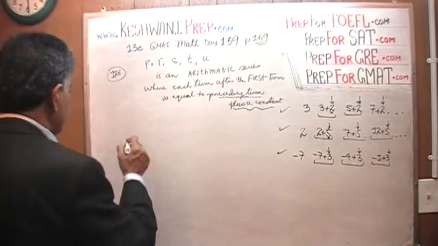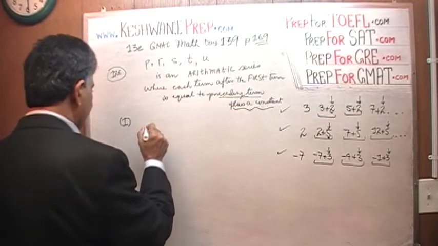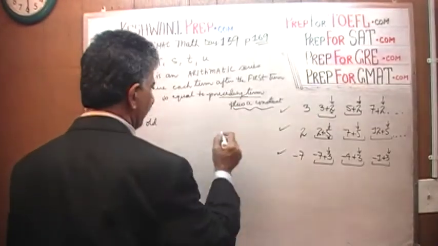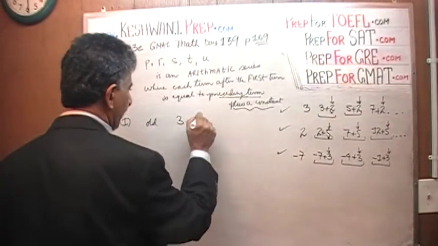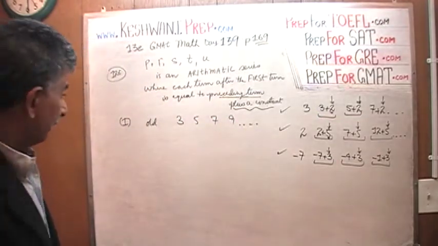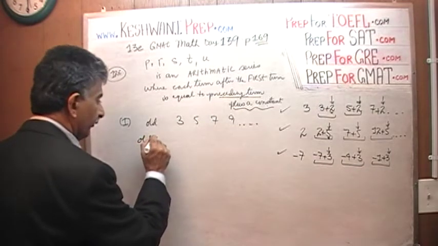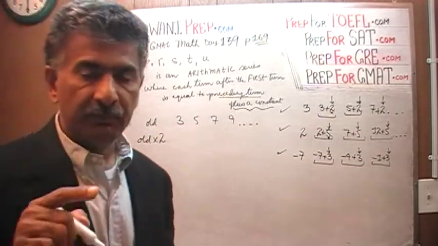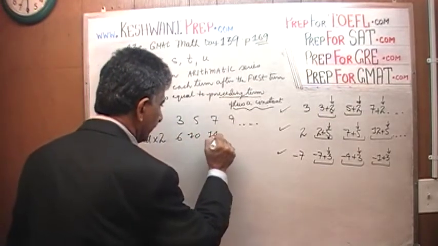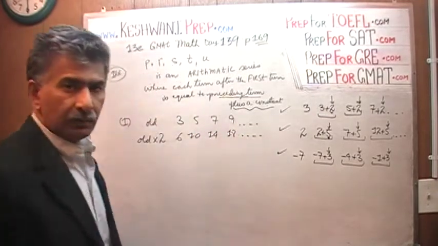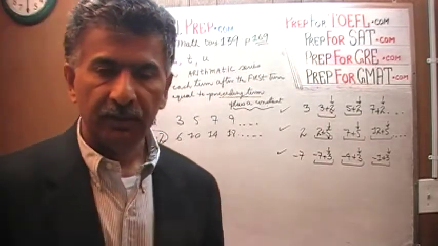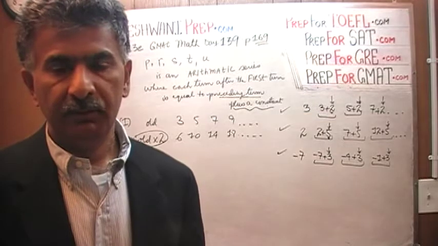Now if you were to take any one of these series, let's call it the old series. Let's take the very first one: 3, 5, 7, 9, and so on. If you take the old series and multiply each entry by 2, we end up with 6, 10, 14, 18, and so on. The question is, is this new series that we created also an arithmetic series?